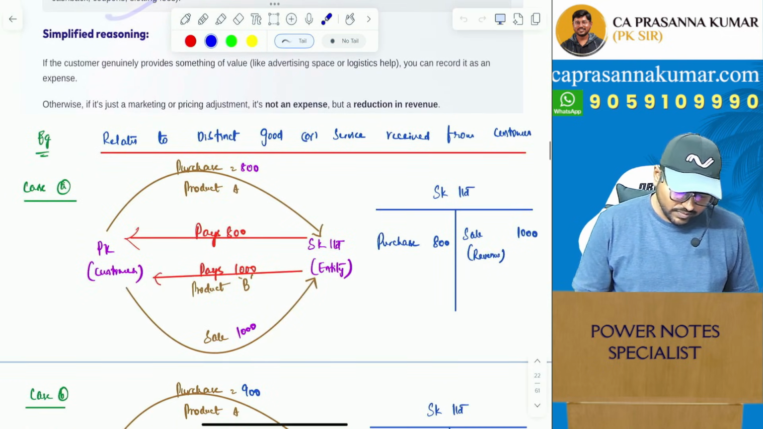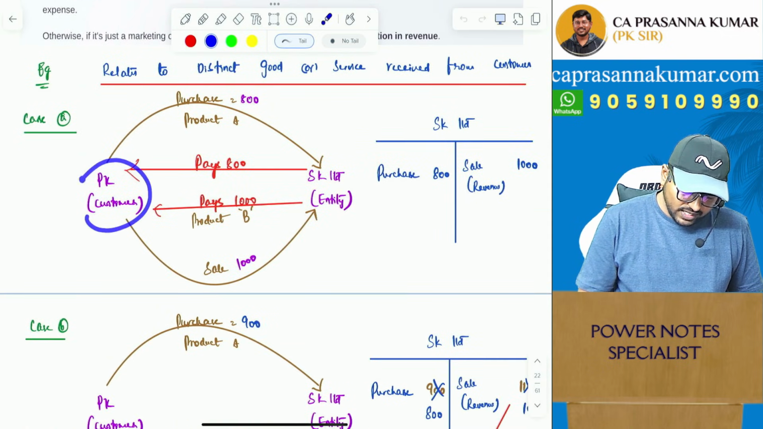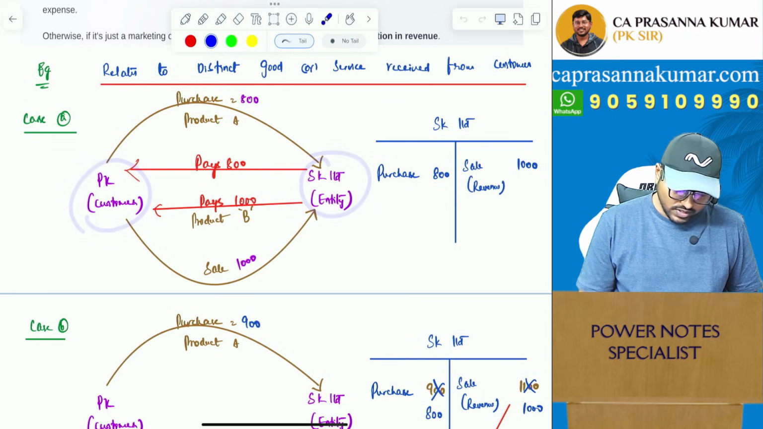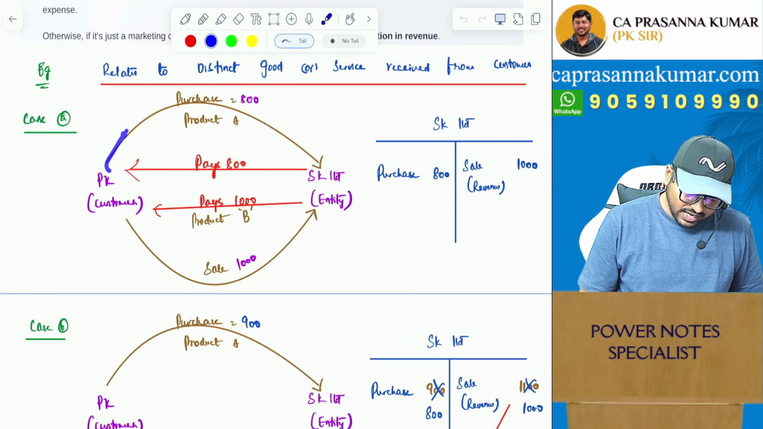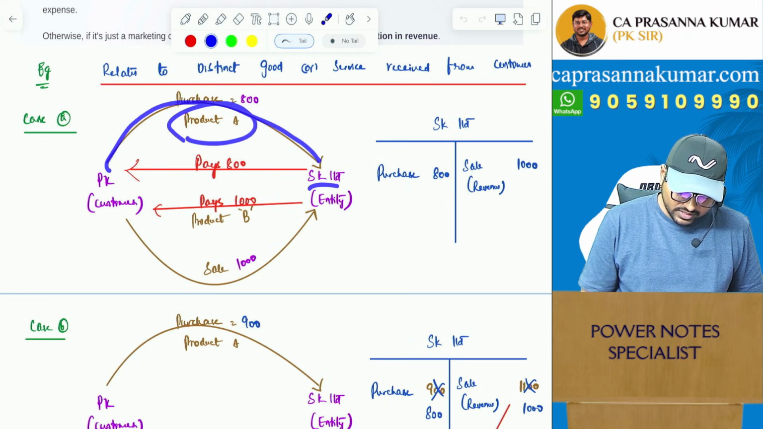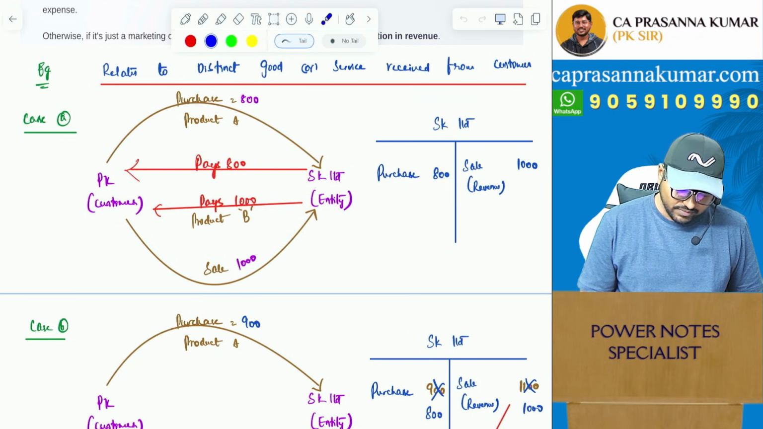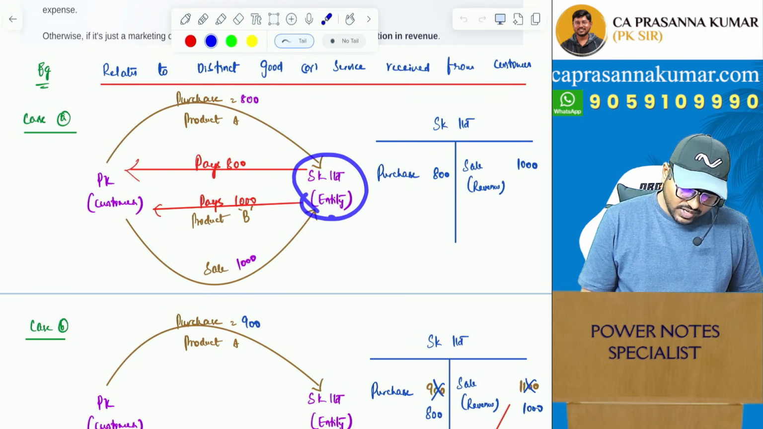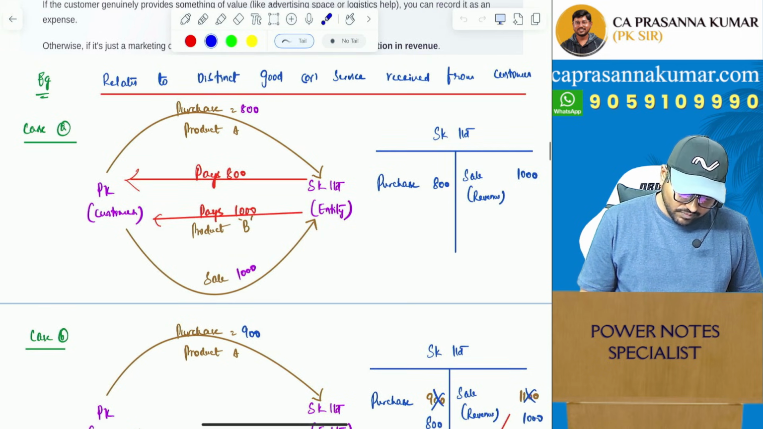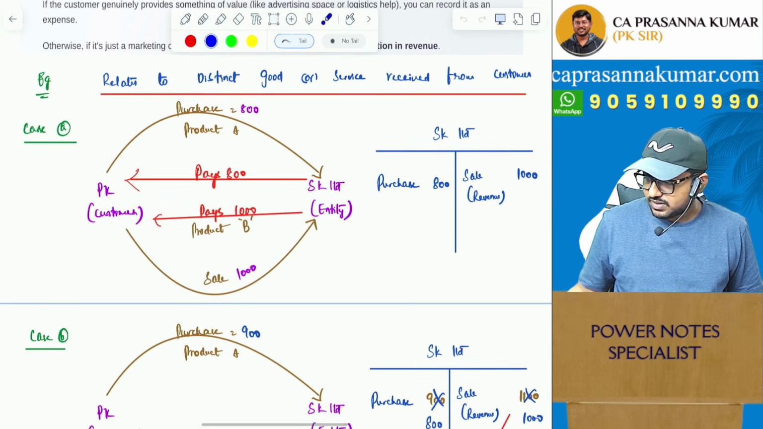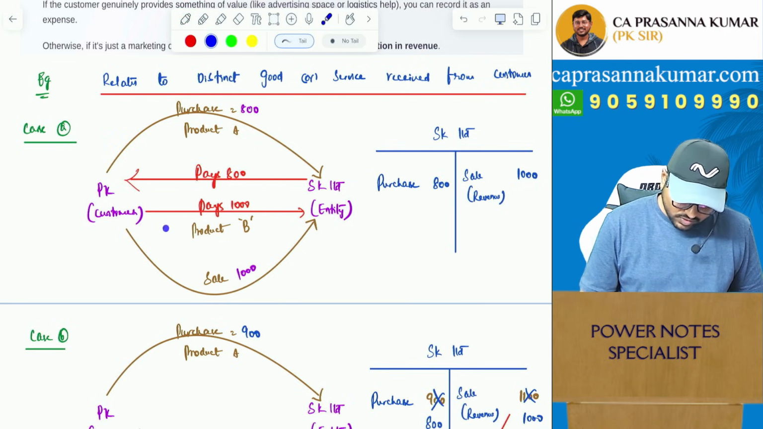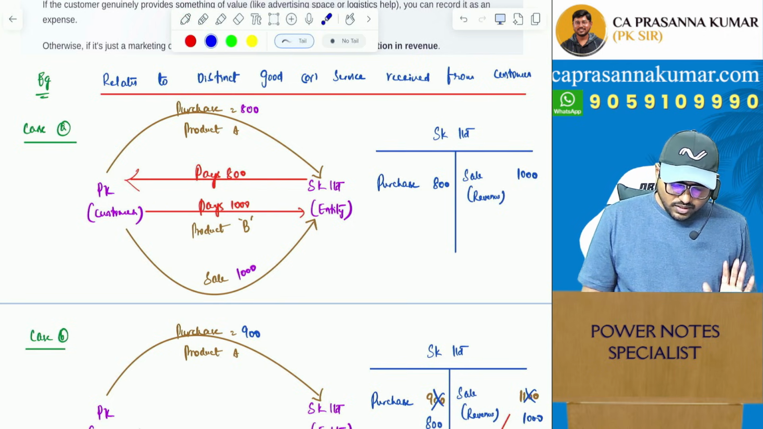That is nothing but this one. See, PK is the customer, SK is the entity. Okay. PK has purchased a product A from SK. SK has paid 800. Alright. SK also has sold product B to PK and PK pays 1000. Alright. Now, what is the situation over here? Sorry for that, the error mark was wrong. Now I've rectified it. Now, look at this situation.